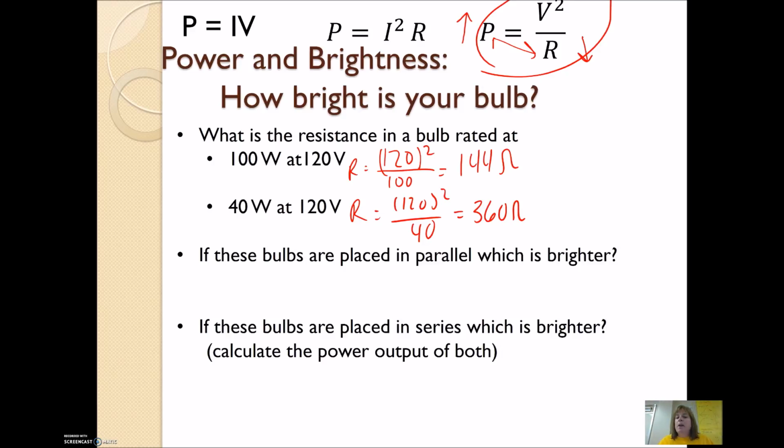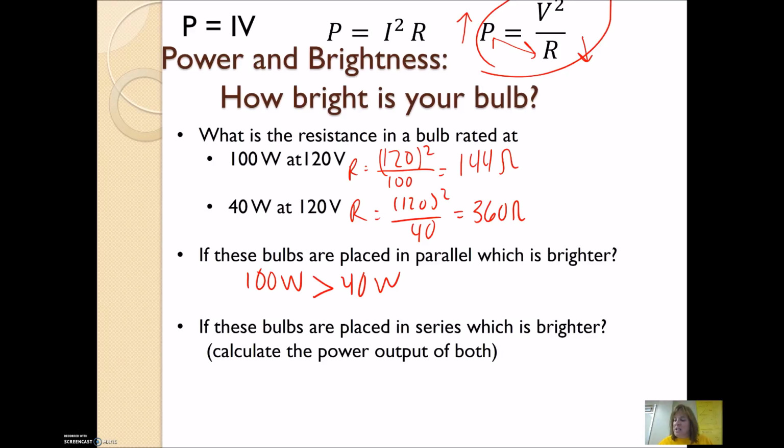Now, if they're placed in parallel, which is brighter? Well, it would be the 100-watt bulb, right? A 100-watt bulb operated at 100 watts is greater power than a 40-watt bulb. But what if we put them in series? I don't know if you noticed the slide on the front page or the very beginning of this video, but those were in series, and I think the brighter bulb was not the higher wattage bulb or the higher rated wattage bulb. So let's take a look.